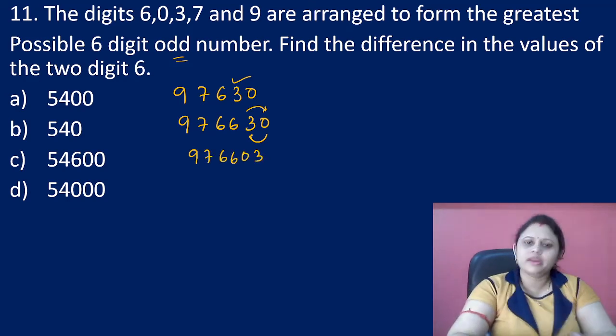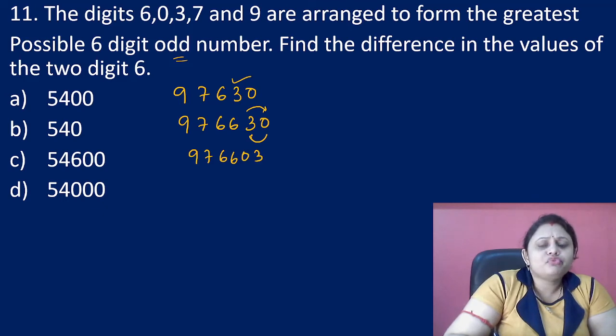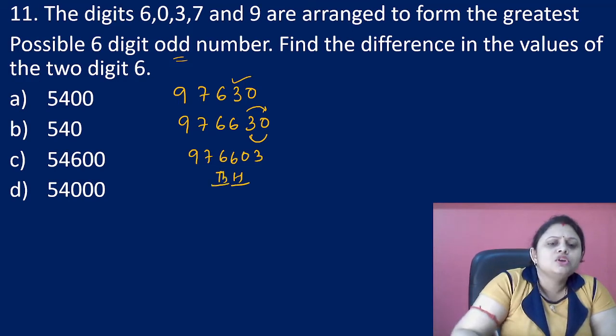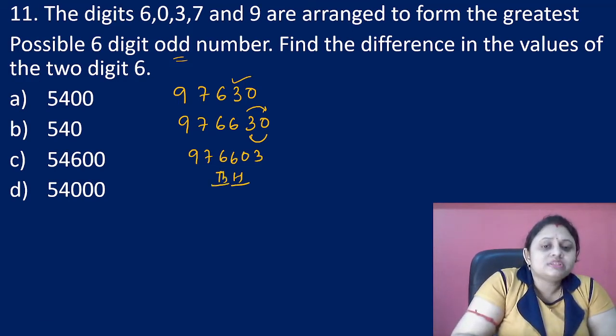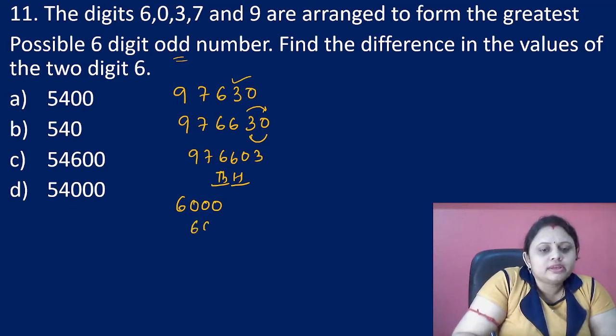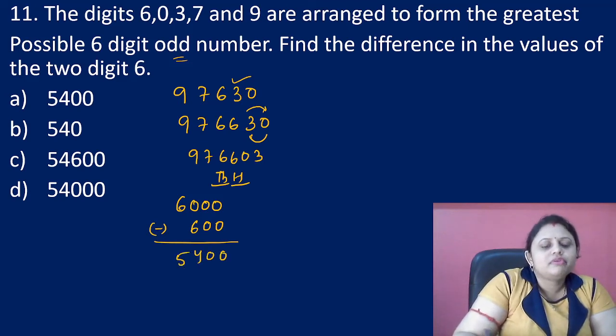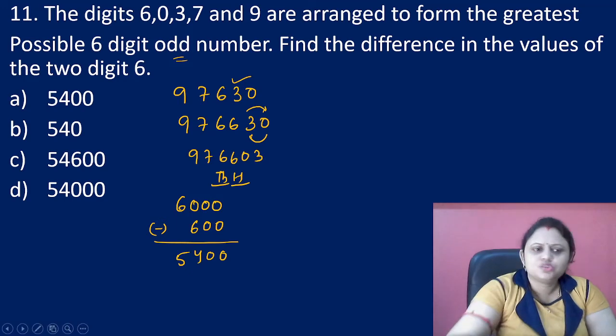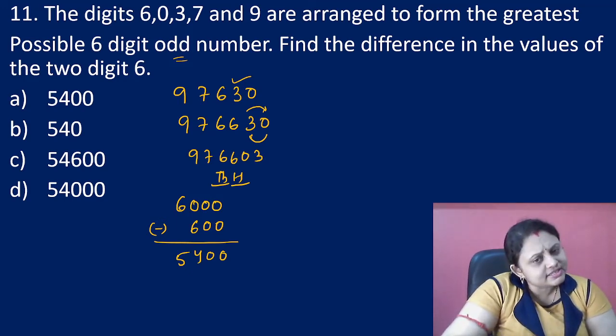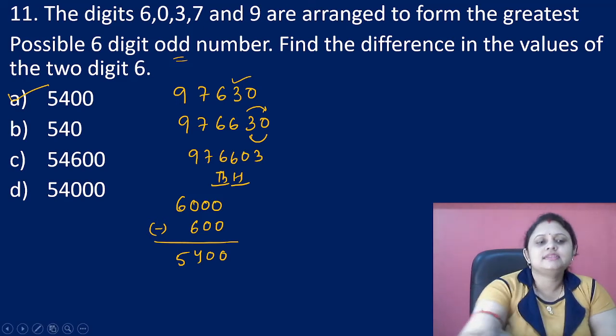976603. Okay, so next, find the difference in the values of the two digits 6. Here 6 is present in which places? One 6 is present in the hundreds place, another 6 is present in the thousands place. So the 6 in the thousands place has a place value of 6000, and the 6 in the hundreds place has a place value of 600. We have to find the difference, that is 5400. Okay, easy question. Is 5400 present in our options? Yes, it is present in option A.